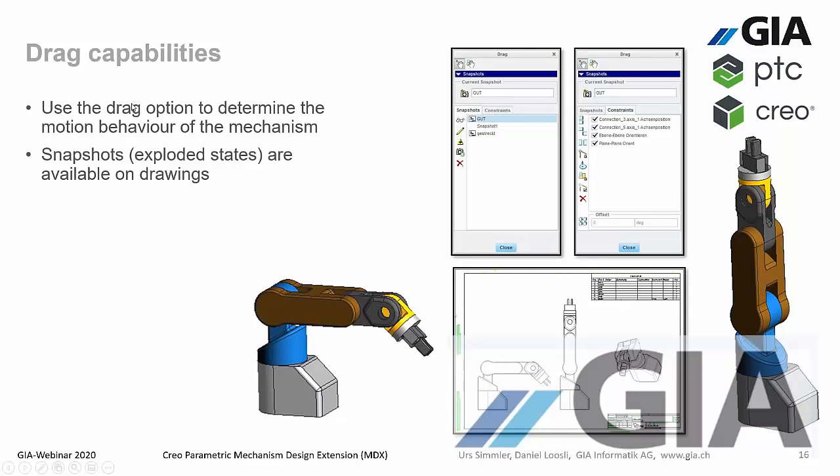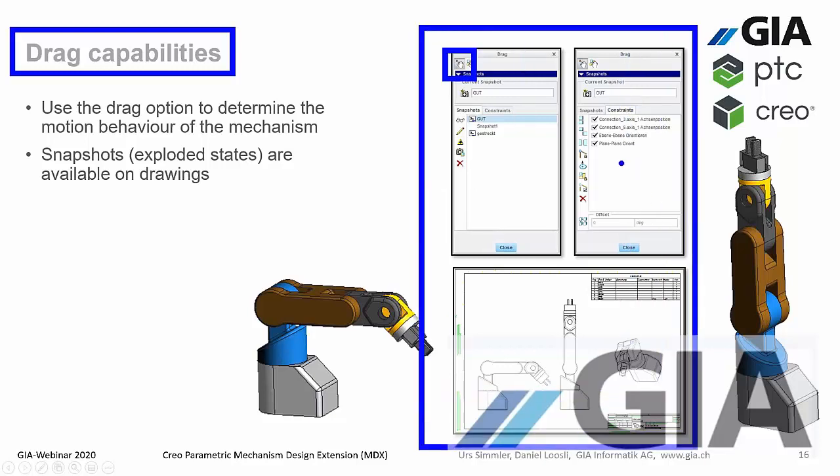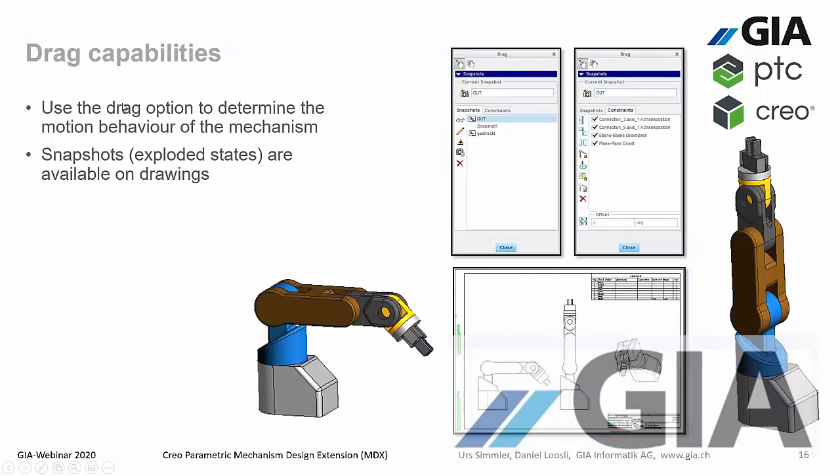And here there is a quite interesting capability within mechanism design. We call it the drag capabilities. In the assembly mode, you see here a symbol like that, and with that symbol in that menu, you can save some snapshots, and at the end of the day you can save the snapshots as exploded states, and these exploded states can be brought to the drawing. I will show that later on.